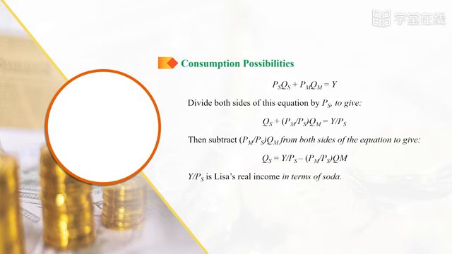Y over the price of soda, yes, it's Lisa's real income in terms of soda. That's the maximum number of cases of soda if Lisa puts all her money on soda. And PM over PS, the price of a movie over the price of soda, is the relative price of a movie in terms of soda. That's the number of movies Lisa can get if she gives up one case of soda.